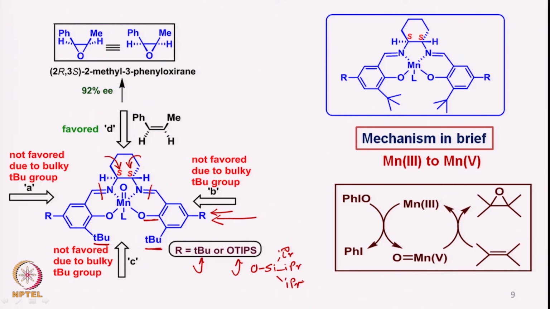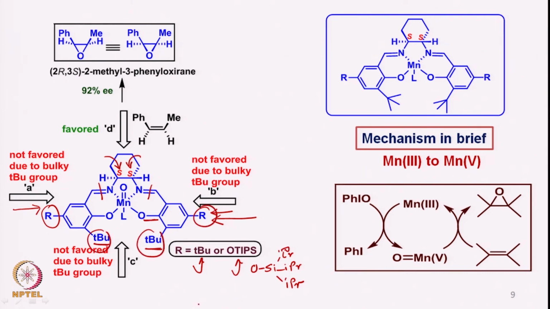So, we can put these bulky substituents around so that they impart a lot of steric hindrance. We can see now that if the olefin is trying to approach from the A side, then we have the tertiary butyl group, which is not going to be favorable. Similarly, on the B side the tertiary butyl group will not favor, and of course from the C side we have these tertiary butyl groups not favoring.